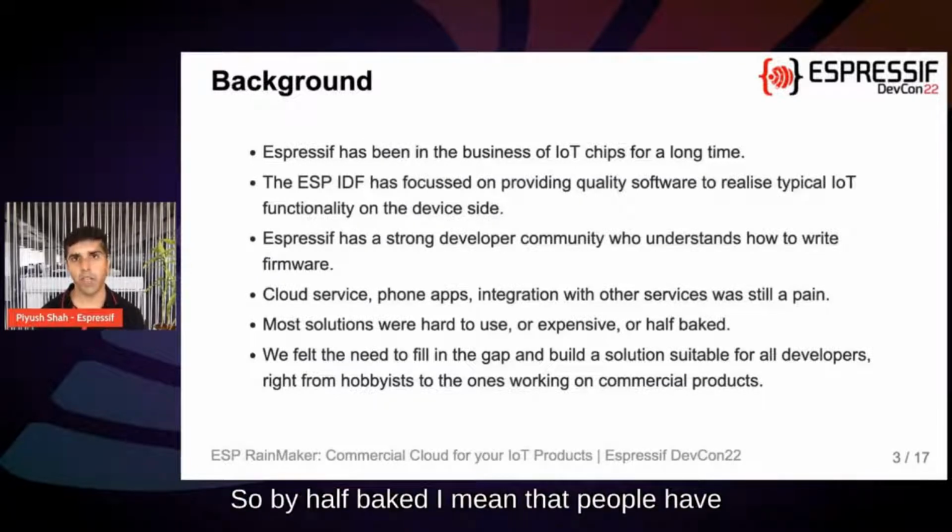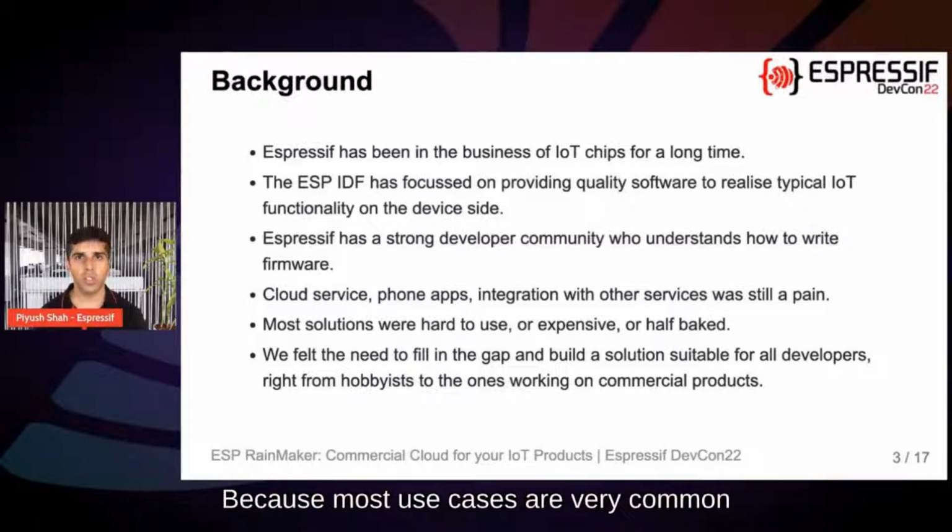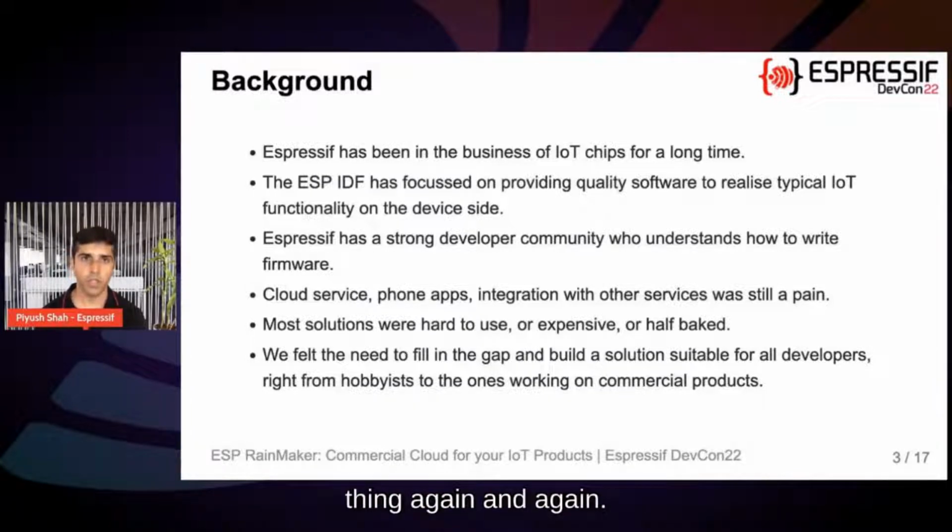By half baked, I mean that people have some hard coded Wi-Fi credentials, then use some open source MQTT broker, and without having any access control, they just access the devices from their laptops or mobile phones, which is not that secure. So we felt that there is a need to fill in a gap and build a solution for developers as well as for commercial products, because most use cases are very common, and people keep on reinventing the wheel, and it becomes a repetitive task because everyone has to do the same thing again and again. So with that background, we decided to build ESP RainMaker.